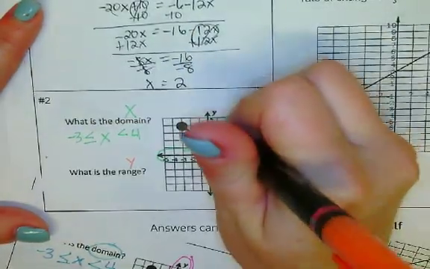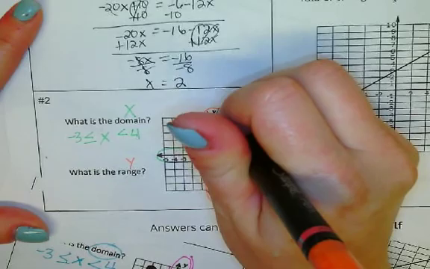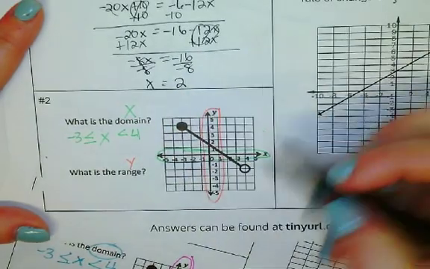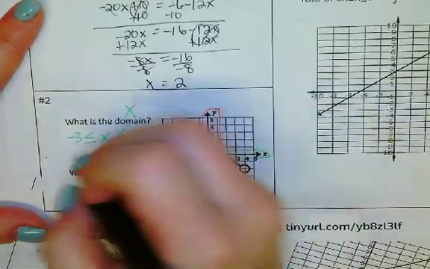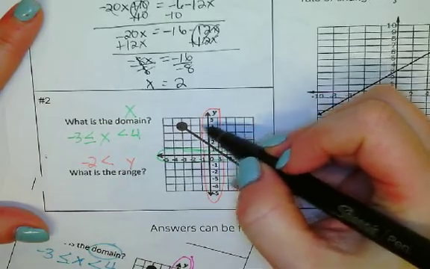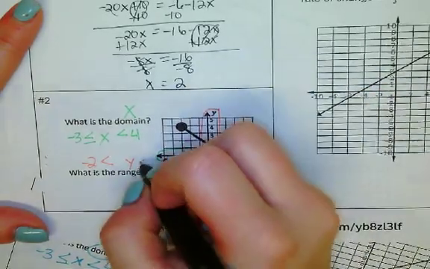Range is your y, so make sure you're only looking at your y-axis for numbers. So if I look along here, it looks like my lowest number is negative 2, and it's an open circle. And then my highest number is 4, and it's a closed circle.